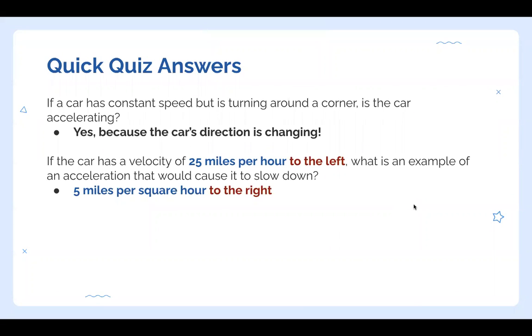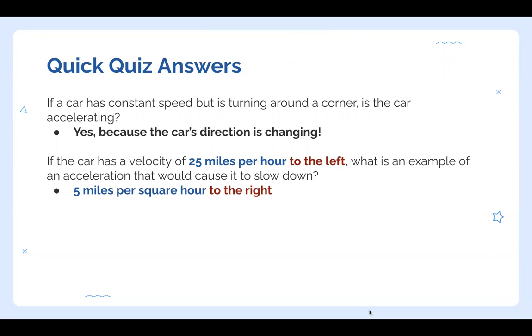All right, now we're gonna go over the answers. So for the first question, the answer is yes, because the car's direction is changing. So remember that velocity includes speed and direction, and if either of those two things is changing, then the car is undergoing acceleration. So even though the car has constant speed and the speed is not changing, since the direction is, then we say that it does undergo acceleration.